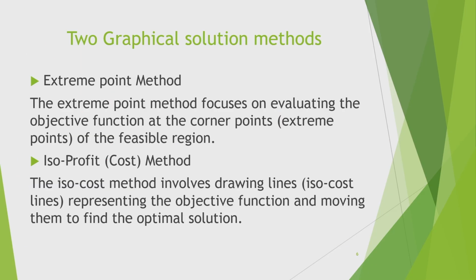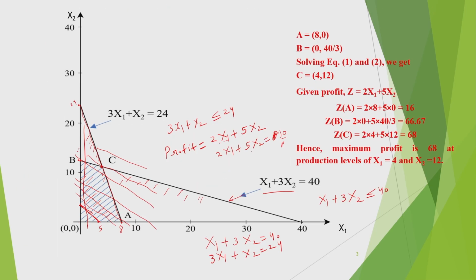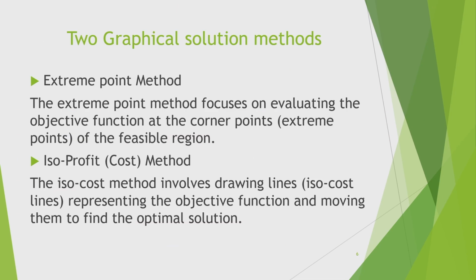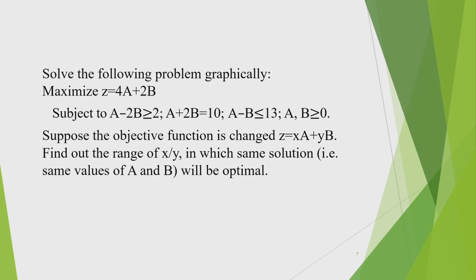The other is the iso profit method, where we made the iso profit line, okay, 2x1 plus 5x2 is equal to p is the iso profit line. So the iso cost method or iso profit method involves drawing lines representing the objective function and moving them to find the optimal solution. That you can do with the help of a mini drafter or set square. So now we can get more confidence by solving one or two more problems.